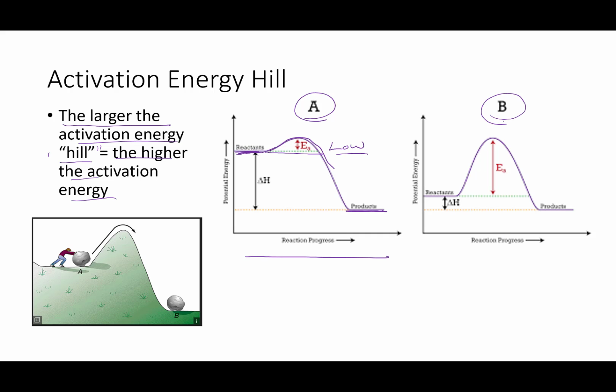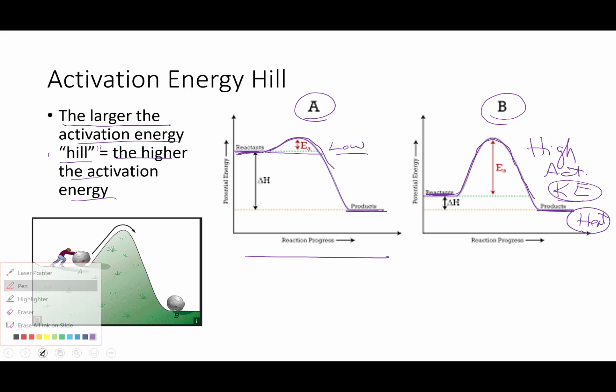For reaction B, the difference between the reactants and the products is a very large hill, and so this has a high activation energy. That means you have to really kick those reactants with an awful lot of kinetic energy, typically an awful lot of heat, in order to make this reaction occur.